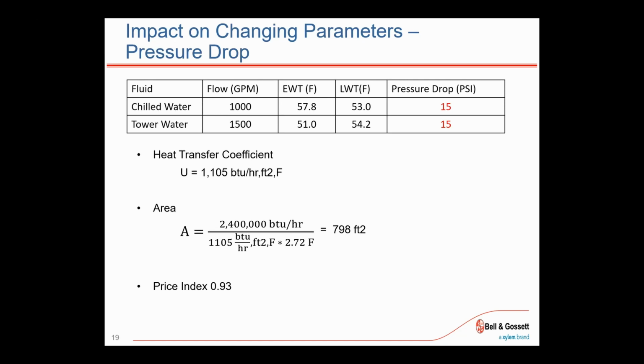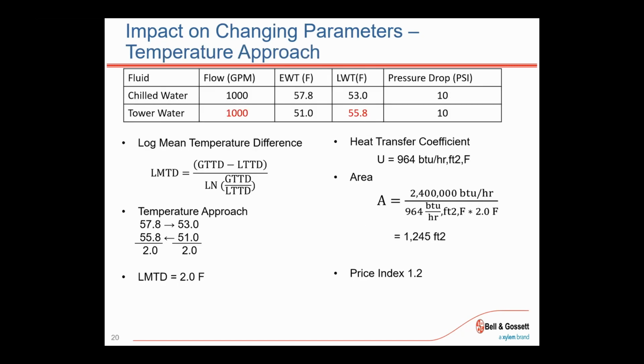So the next would be, for instance, if we were to take the tower water and we were to take that leaving water temperature of 54.2, and we were to elevate that return water temperature and allow it to return at 55.8 degrees, it would impact our flow rate. So our flow rate, to balance out to have the same heat transfer, would then be dropped to 1,000 gallons a minute.